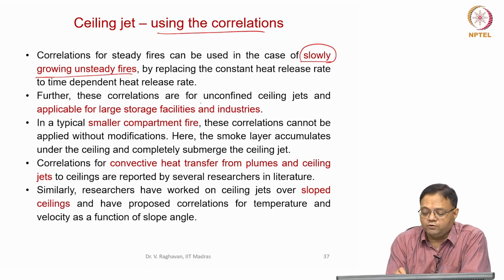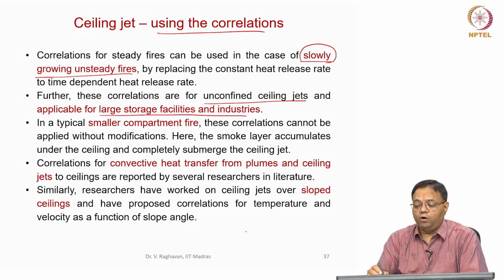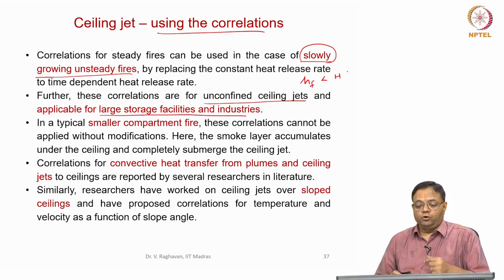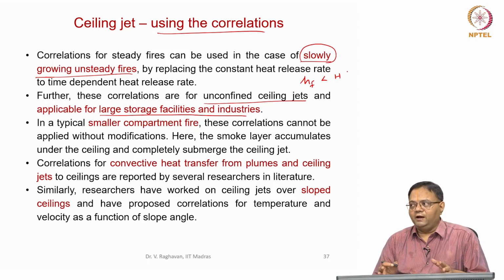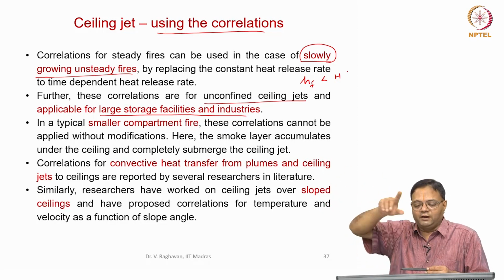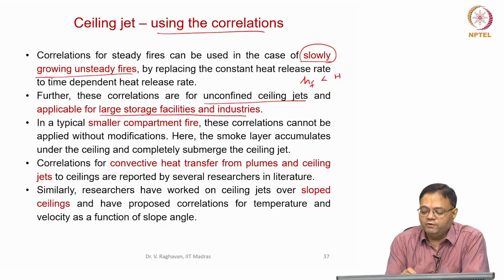For that, these correlations are for unconfined ceiling jets. That means HF is less than H. So, that is obvious, correct. Because we need a definite plume regime, and after the plume regime comes, we need the ceiling jet formation after the turning region and so on. So, in large storage facilities, we can very easily use this correlation without any problem.